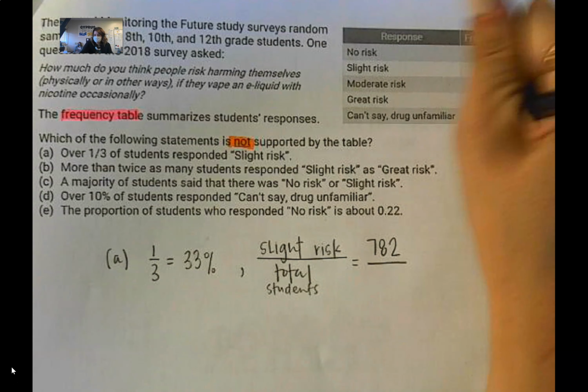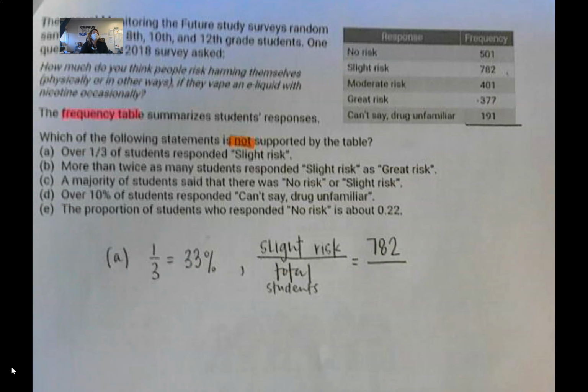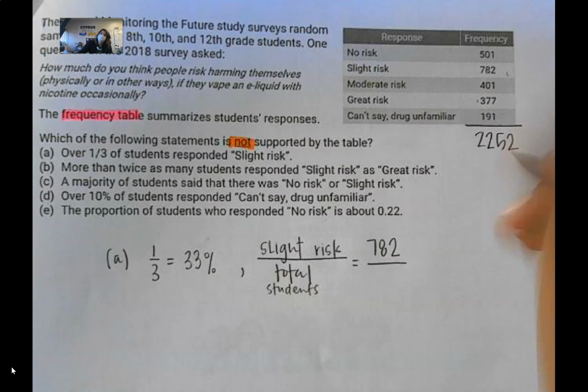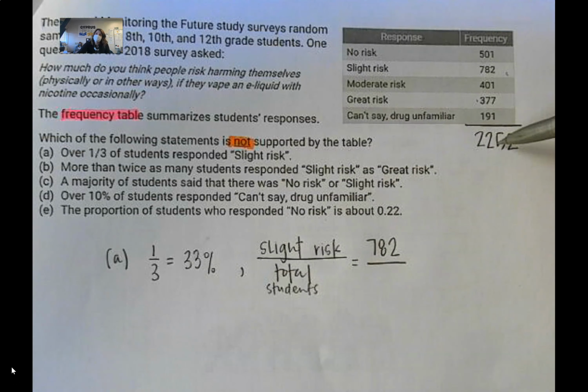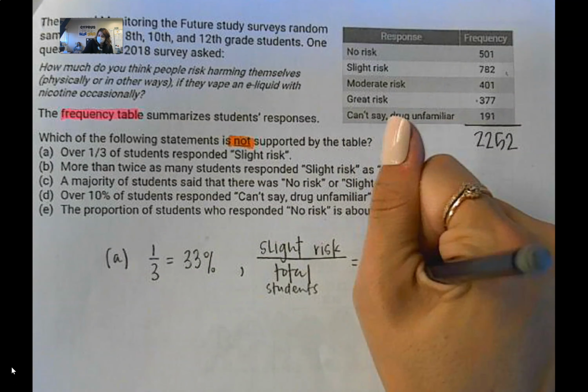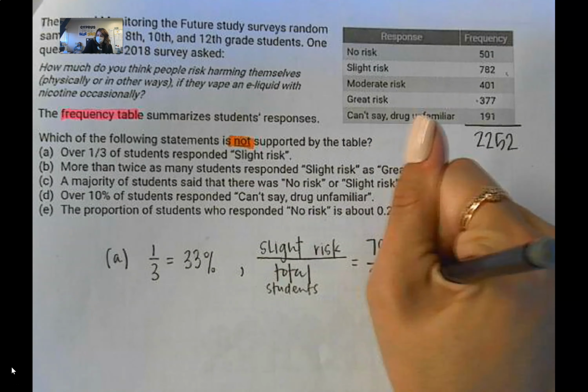Okay, what'd you guys get? Thanks, Ivani. 2252. So the total in this frequency table, 2,252 students responded. So now I have my fraction. The last thing that I need to do is convert that to a percent.